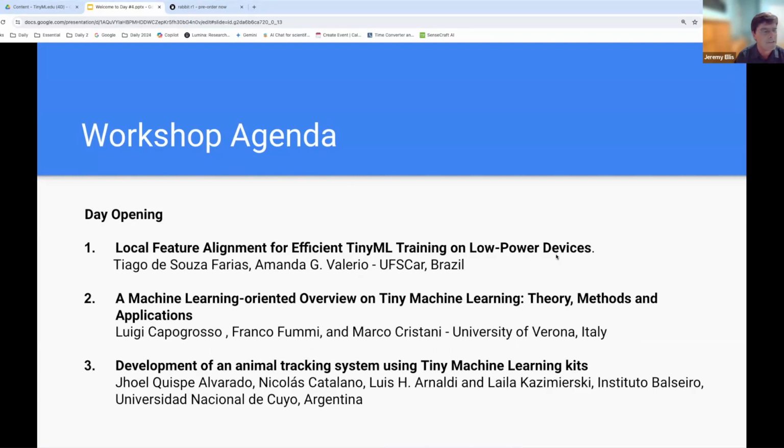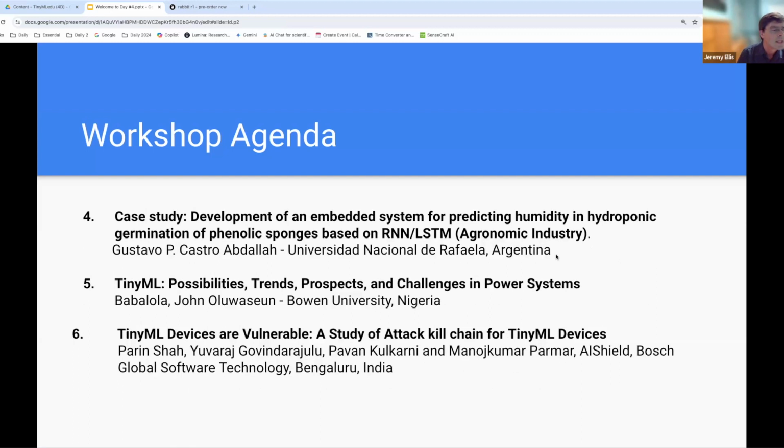Number 3, development of an animal tracking system using tiny machine learning kits. And Joel, I think, is the main one. And we haven't touched base, so it'd be nice if we could hear from that presenter. Next slide. 4, the case study development of embedded system for predicting humidity in hydroponic germination of phenolic sponges based on RNN LSTM. And that's Gustav, and he is here at the moment.